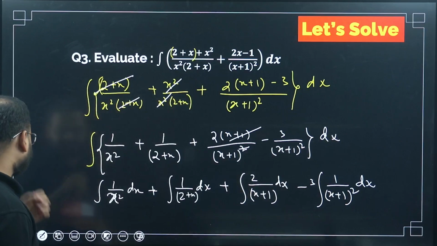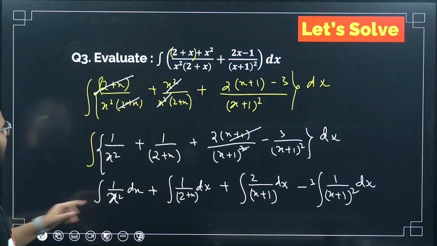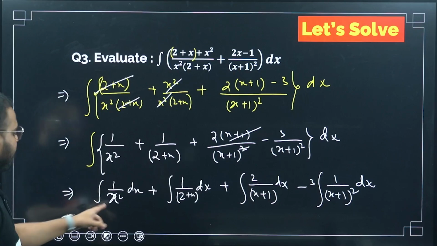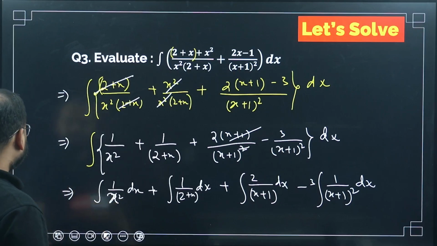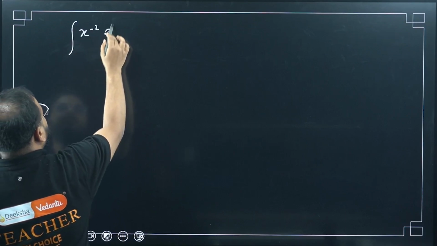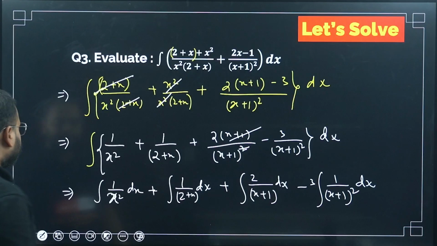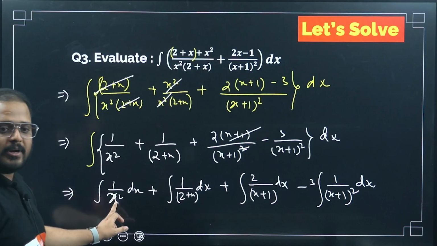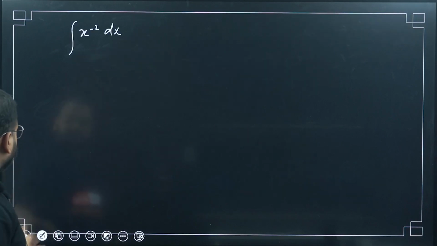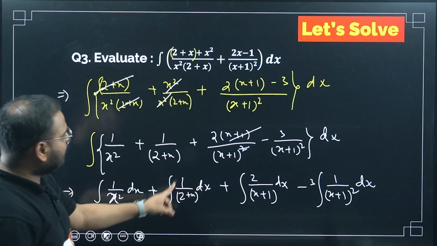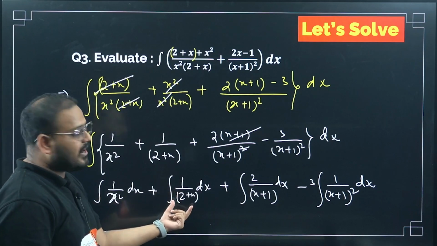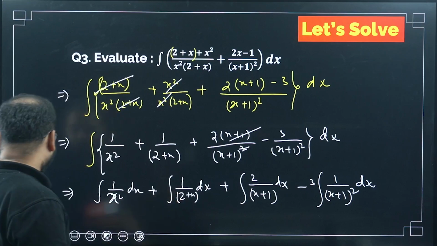So let me see on the next step. This is my steps, right? If I rewrite this statement, please check, integration of x to the power minus 2 dx. Yes or no? x power 2 is in the denominator, I can write it as x power 2 in the numerator with the minus sign. Next, please check, integration of 1 upon 2 plus x. So this is simply, if you integrate this, it will simply be log of 2 plus x.